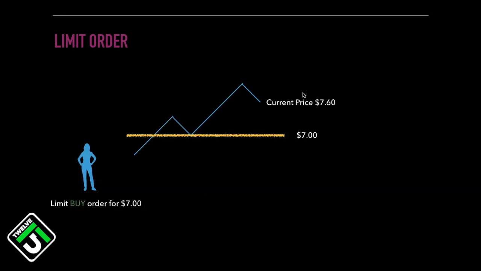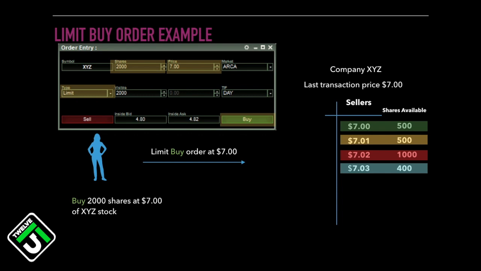Let's say that the current trading price of the stock is $7.60, and you only wanted to buy if the stock comes down and reaches $7. In this case, you would use a limit buy order set to $7. Your order will be sent to the trading floor, but it will not execute until the current price comes closer to $7 and there is a seller willing to sell you shares at $7.